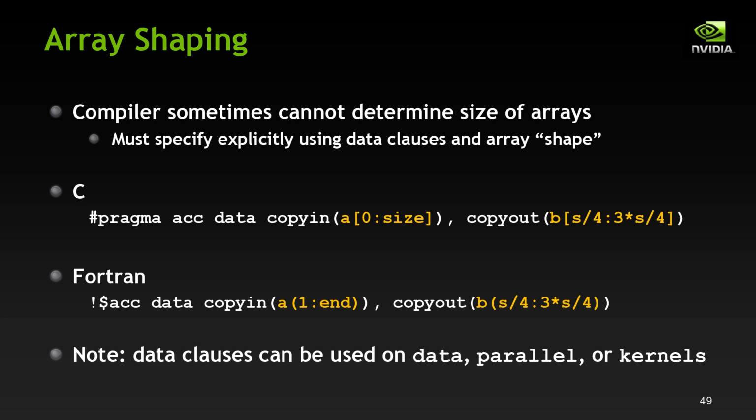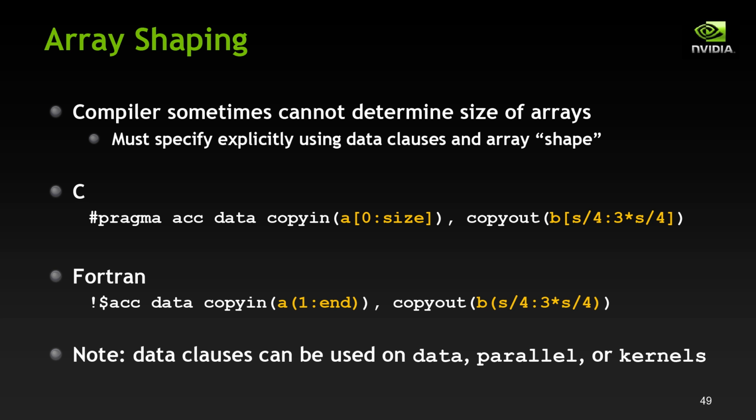And the way you give that additional information is with this sort of syntax here, where you say a bracket 0, 0 is my starting point, colon size, copy size elements. Okay, so 0 and size elements. Or you can give partial arrays if you don't need the entire thing. So it turns out if you do want the entire thing, you can actually leave off that initial 0 just as a convenience. But here I'm saying start at s over 4 and copy 3 times s over 4 elements. So you can specify exactly what you want to copy.